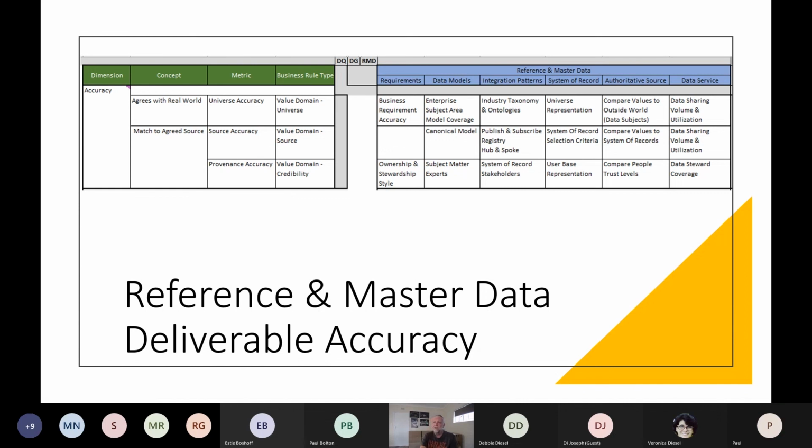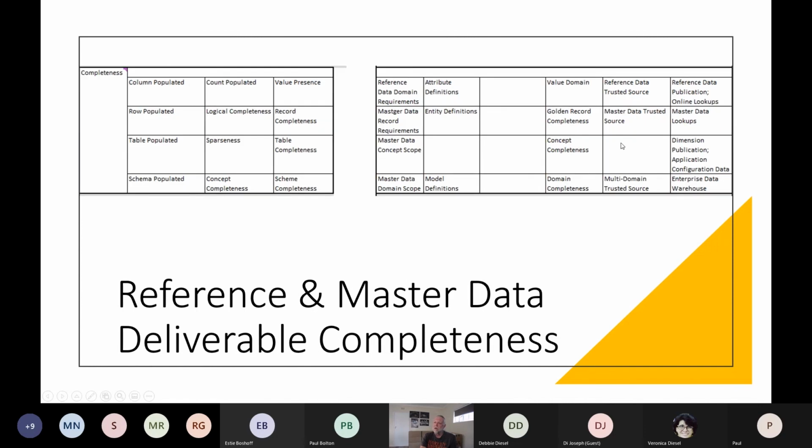All right. So I've taken every single one of these concepts, accuracies, and I've mapped them onto reference data, compare the values, and then I've done completeness. So at a column, what's my count populated? Do I have a value presence? And on the other side now, I can look at, for my system of records, what's the value domain in terms of reference data? What is my golden record completeness?